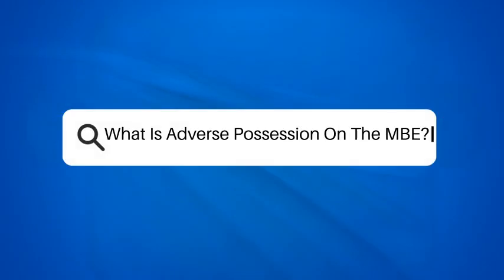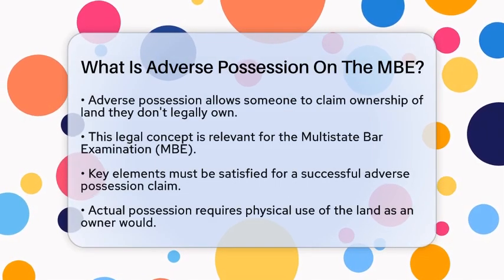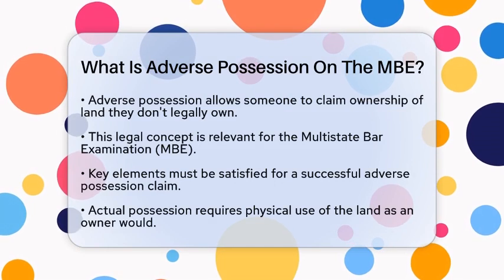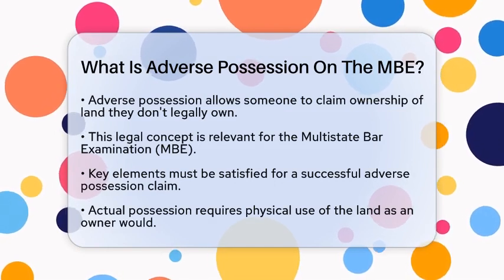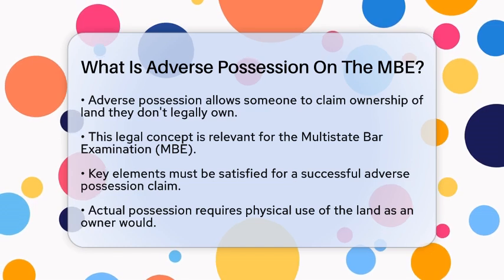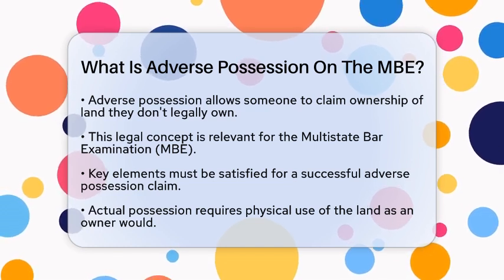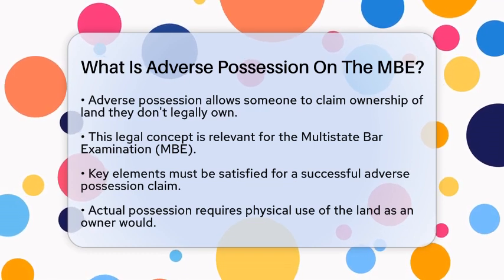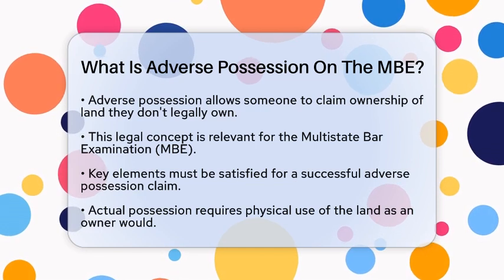What is adverse possession on the MBE? Have you ever wondered how someone can claim ownership of land they don't legally own? This is where the concept of adverse possession comes into play, especially on the Multistate Bar Examination. Adverse possession is a legal doctrine that allows a person to gain valid ownership of land under specific conditions, even if they do not hold the title.